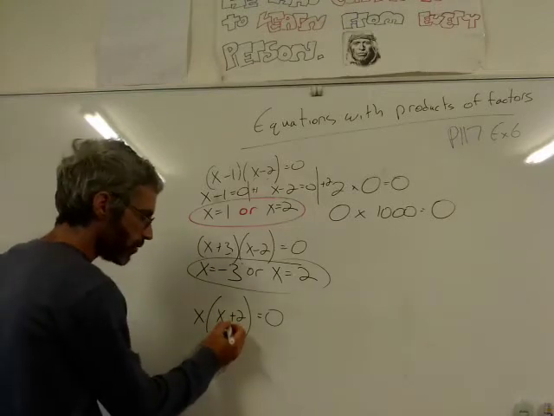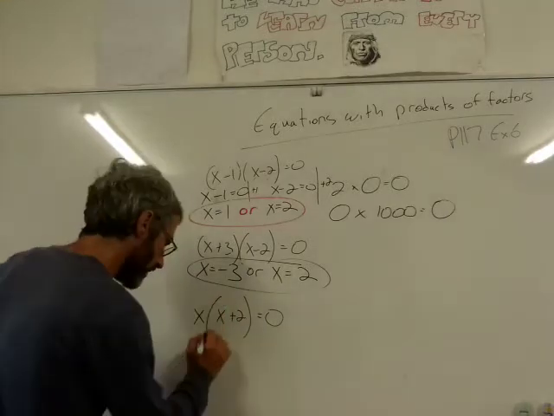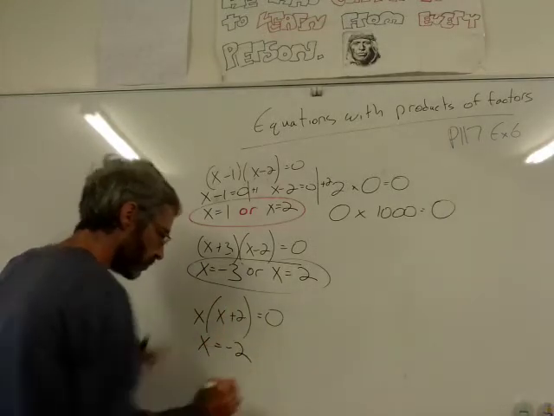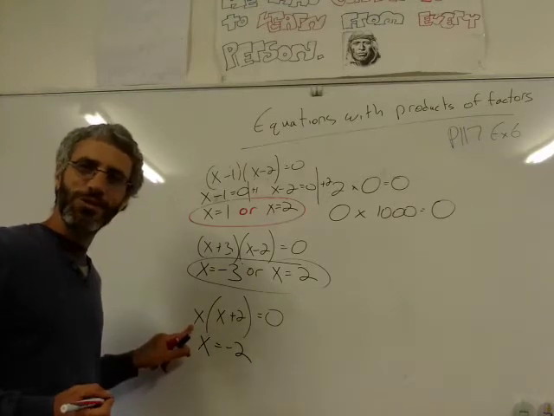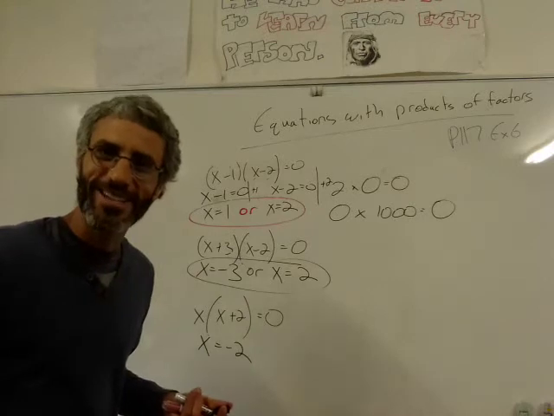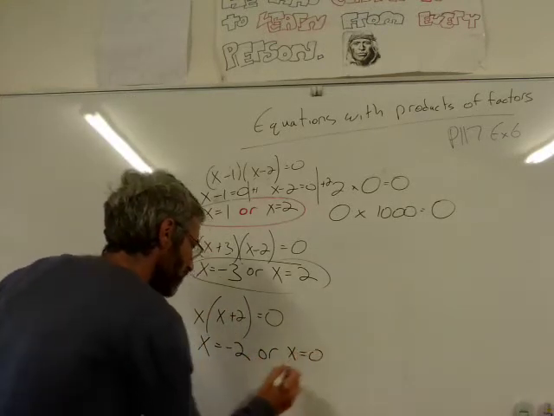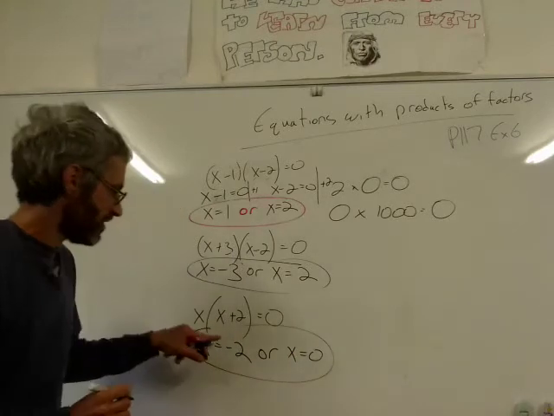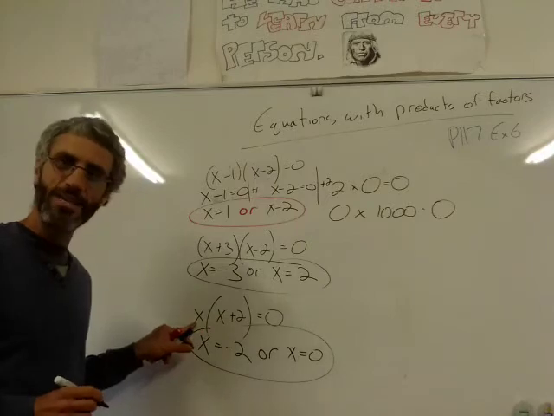So let's start with this. What will make x plus 2 equal 0? You're right, x must be equal to minus 2, because minus 2 plus 2 equals 0. But what will make x equal 0? How can we make x 0? Well, simply by saying x equals 0. So the two solutions here are x equal minus 2, which will make this one 0, or simply x equals 0.